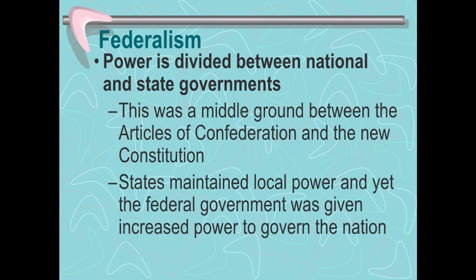Federalism is the next one, and that's the powers divided between national and state governments. This was kind of a middle ground between the Articles of Confederation and the new Constitution. So there are powers that the national government has, and there are powers that the states have individually or separate of each other. And then there are powers that they both share, which are known as concurrent powers. The states maintain local control, so anything such as a police department is controlled by states and local governments, or education or departments of education per state are actually controlled by the state.